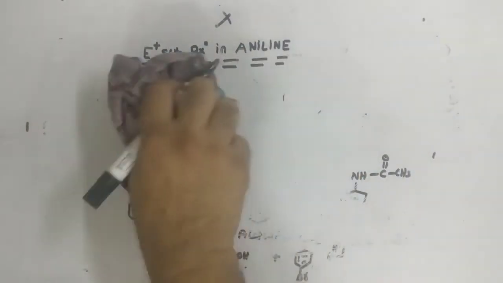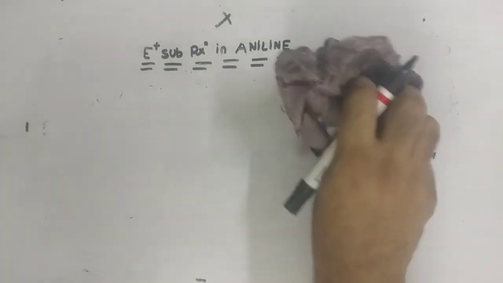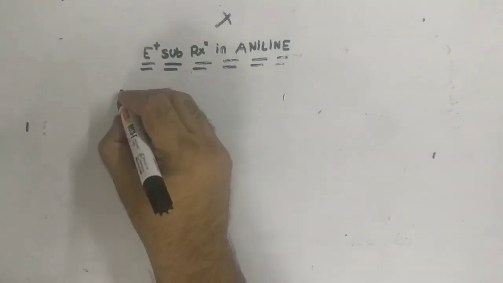In aniline there is a lot of trouble. At every step there is a problem. And in aniline, the problem is because nitrogen has a lone pair of electrons, and the ability of nitrogen to give the lone pair of electrons to the benzene is very, very high. Now let's see what happens in nitration.